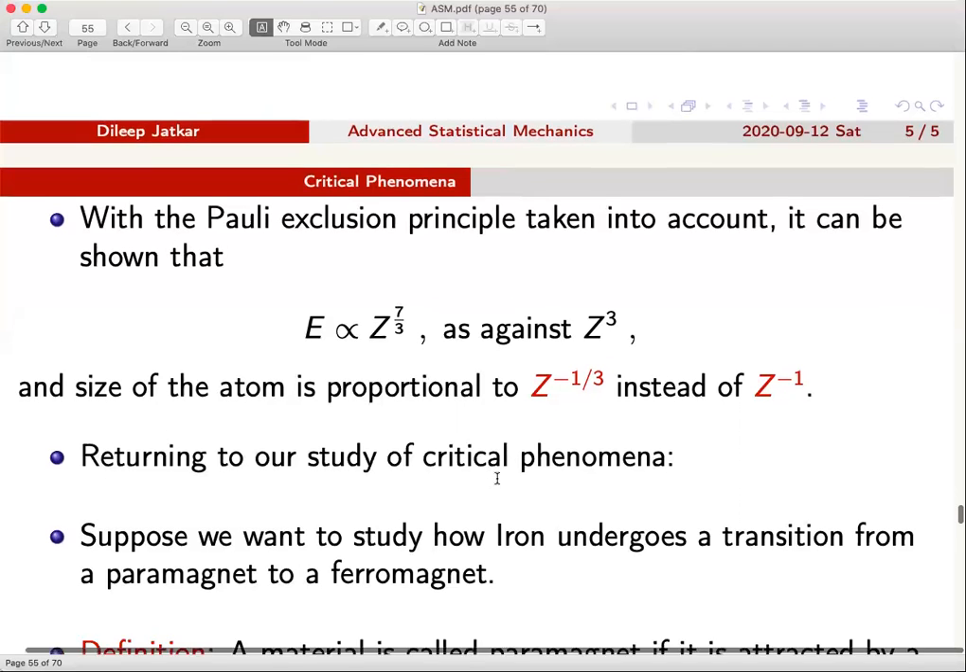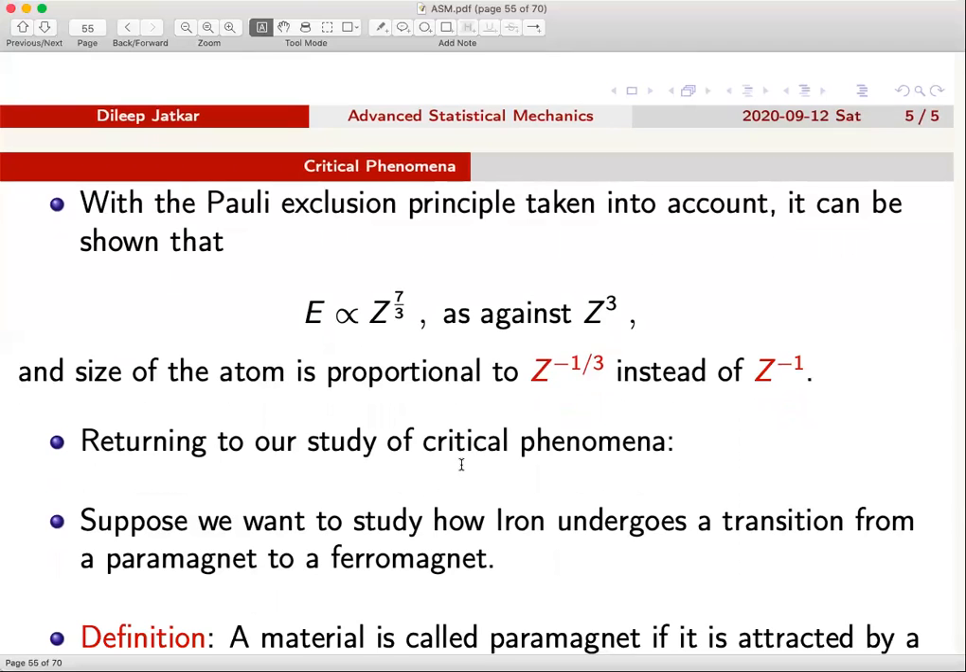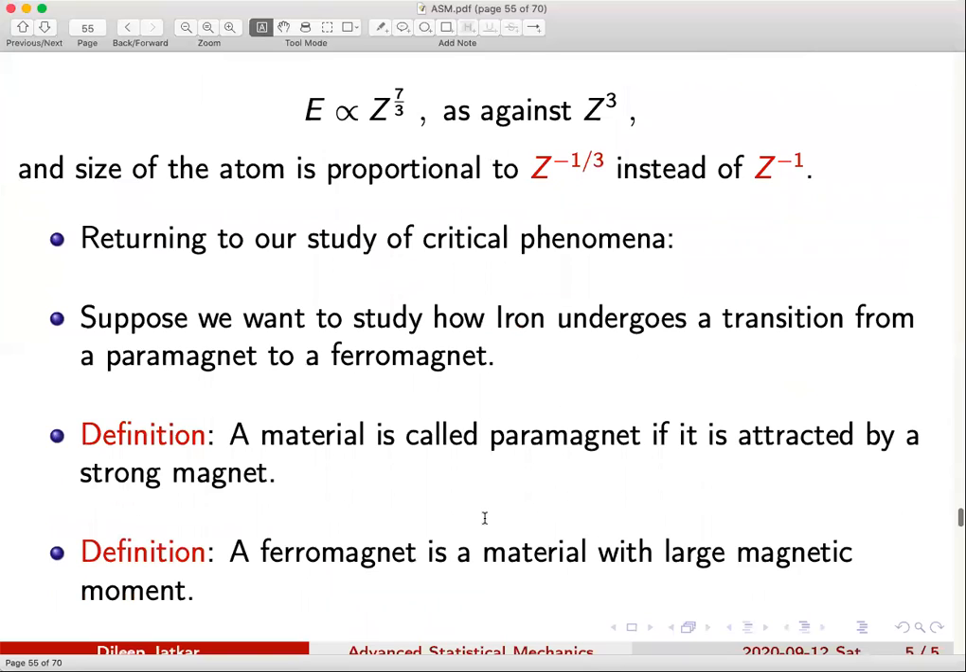Okay, so coming back to critical phenomena, suppose you want to study how iron undergoes a transition from a paramagnetic state to a ferromagnetic state. Let me first define these words. A material is called a paramagnet if it is attracted by a strong magnet. That is what we call a paramagnet.